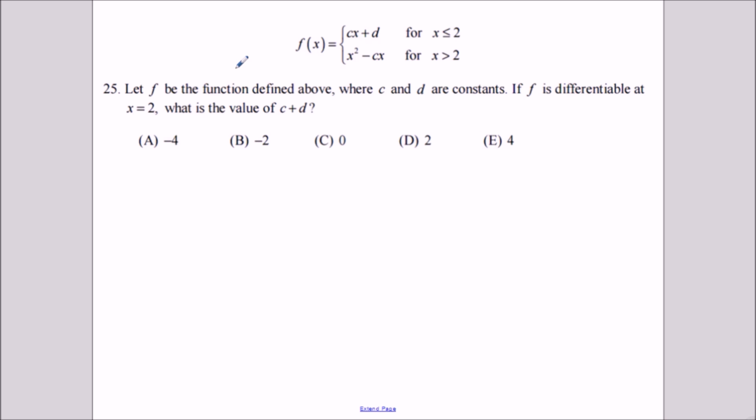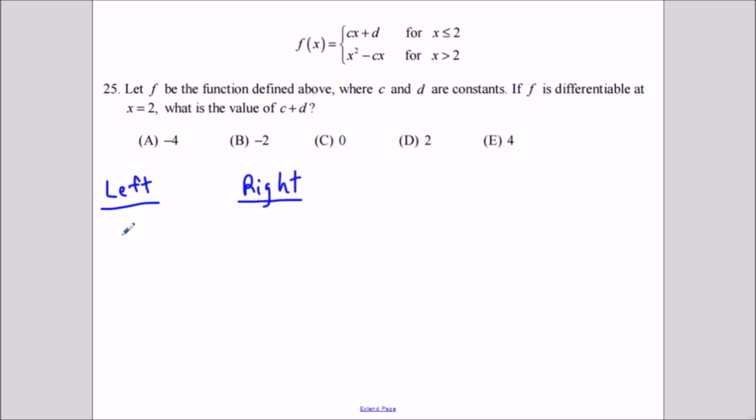Okay, this question here for 25, we have a function defined above. It's a piecewise function. We have c and d are constants, and we want to know if f is differentiable at x equals 2, what is the value of c plus d? So if we're assuming f is differentiable at 2, that means it's continuous at 2 and the limit exists at 2. So what that tells us is the left side derivative at 2 is going to equal the right side derivative at 2.